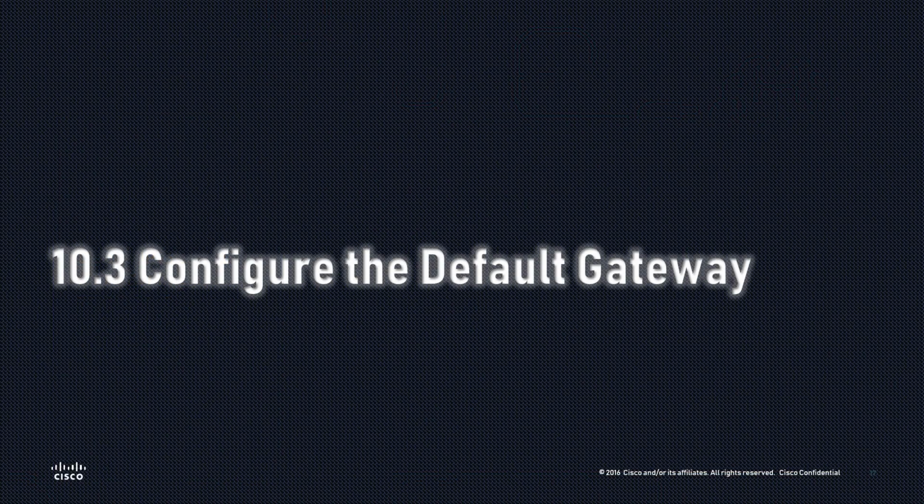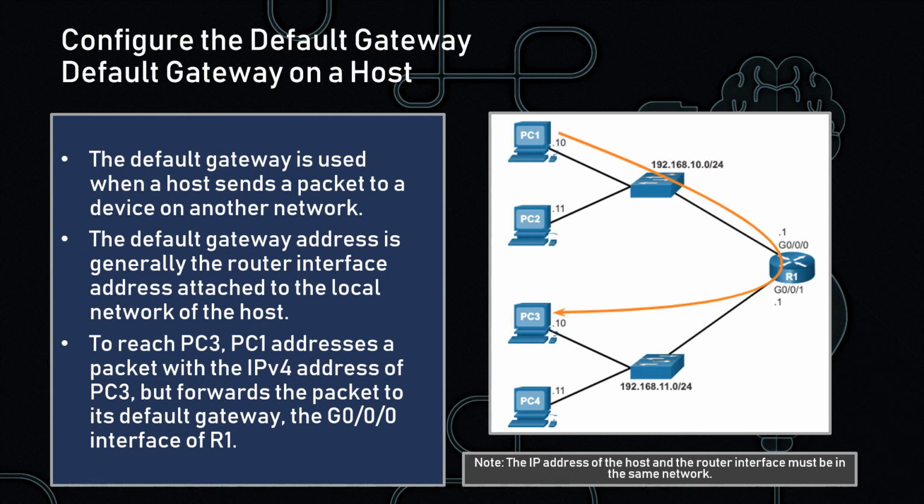Now let's take a look at the default gateway, our way out of our local network. So the default gateway is used whenever a packet sends out of the network locally. The host will go from local to remote. The default gateway address is generally the router interface attached to the local network of the host.